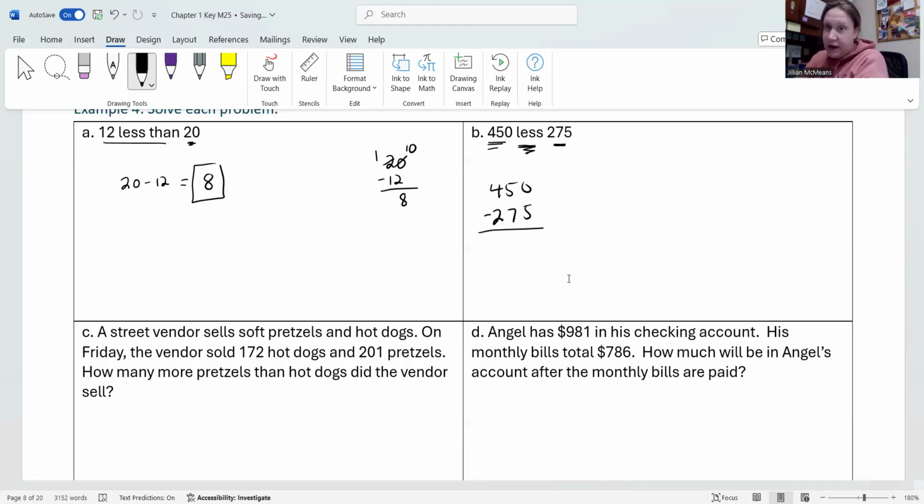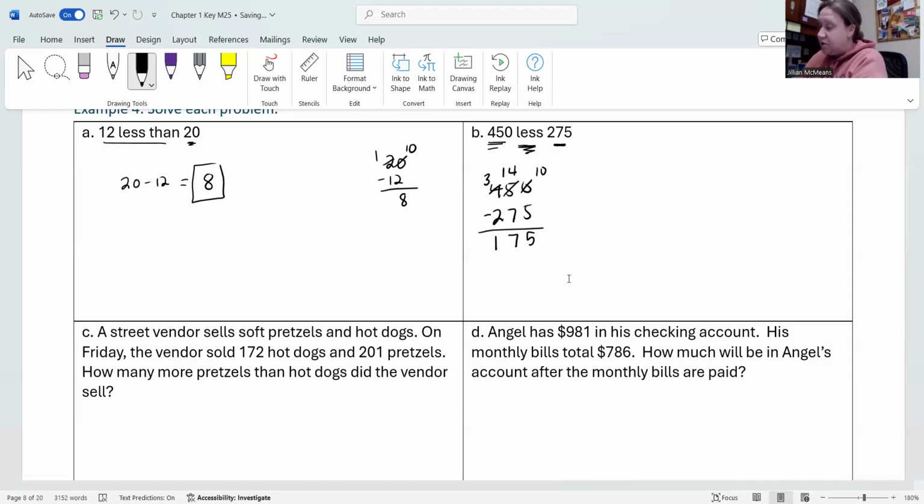So 0 minus 5 we can't do. We have to borrow. So we go to the left of 0 to the 5. 5 becomes 4. 0 becomes 10. Now I can subtract 5 from 10. 10 minus 5 is 5. But I cannot take 7 from 4. So I need to borrow again. We go to the left of 4. We have another 4. So 4 becomes 3. And then that middle 4 becomes 14. 14 minus 7 is 7, and then 3 minus 2 is 1.